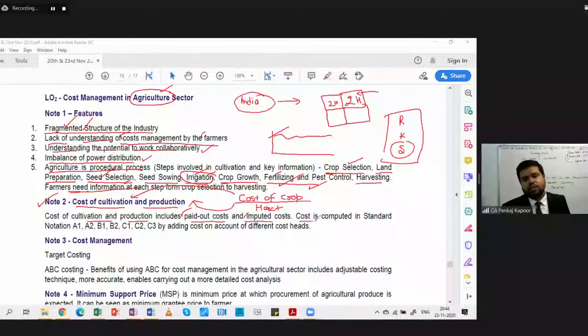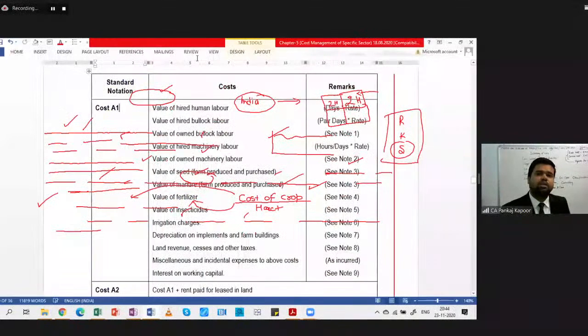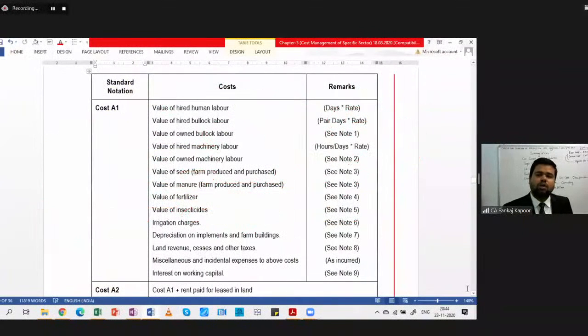Friends, further, the cost is computed in the standard notation A1, A2. This is entirely new for you. I strongly believe that in the upcoming edition of the study material, you will see how the cost of cultivation can be computed. You can see this particular table. I just show it for you.